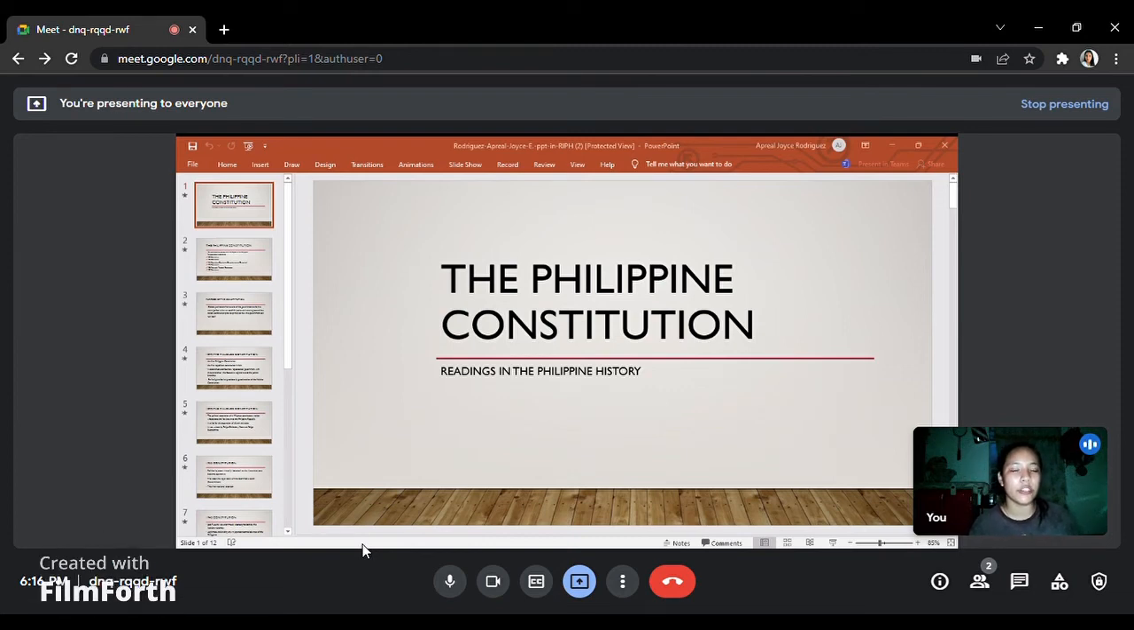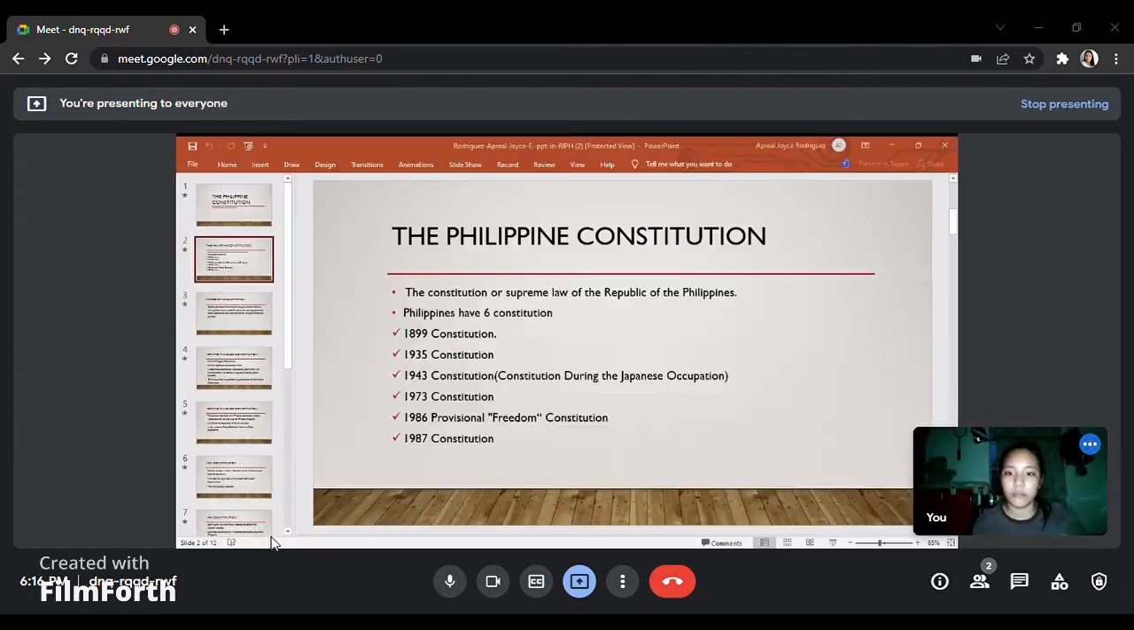My presentation is all about the Philippine Constitution, readings in the Philippine history. The Philippine Constitution, or Supreme Law of the Republic of the Philippines, has six constitutions. The first one is the 1899 Constitution, which is the Malolos Constitution, then the 1935 Constitution, the 1943 Constitution during the Japanese occupation, the 1973 Constitution, the 1986 Provisional Freedom Constitution, and lastly the 1987 Constitution.